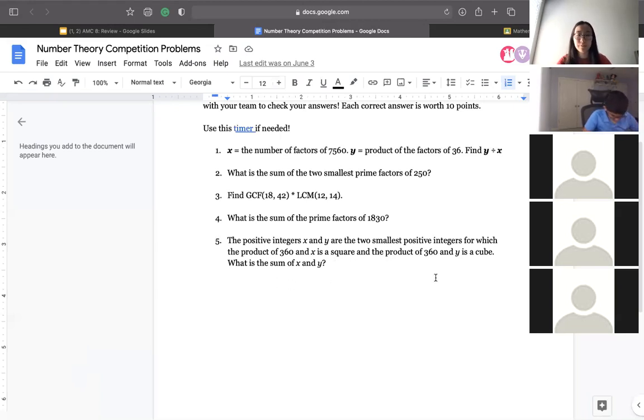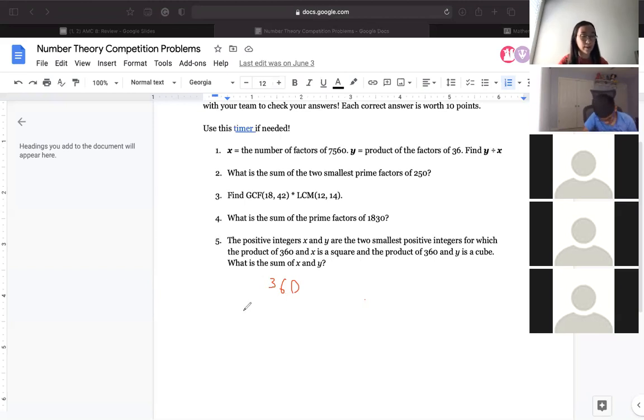Okay, so question 5. The positive integers x and y are the two smallest positive integers. The product of 360 and x is a square. And from the lesson, we know that squares have to have all even exponents in them. So the prime factorization of 360 is 2 cubed times 3 squared times 5.